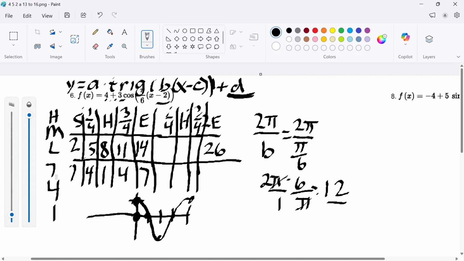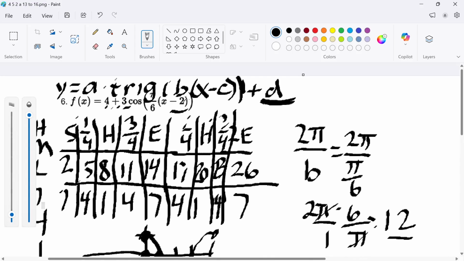And then this is 14 and 26, which is 40. The halfway mark is 20. Between 20 and 26, it's 46, divided by 2 is 23. And between 14 and 20, it's 34, divided by 2 is 17. And then again, it's going to go from the high to the mid, to the low, to the mid, to the high. I'm not going to draw it.